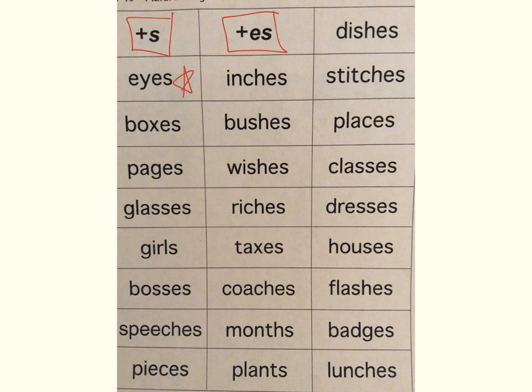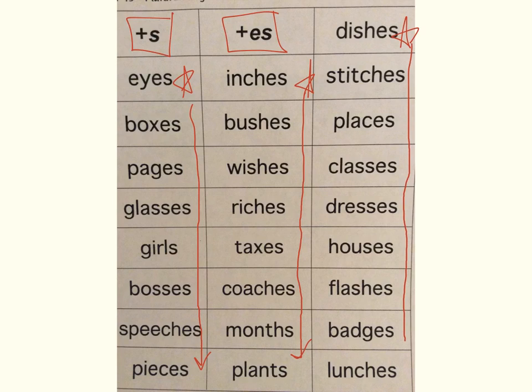We have the word eyes, boxes, pages, glasses, girls, bosses, speeches, pieces. Then we have inches, bushes, wishes, riches, taxes, coaches, months, and plants. Last column we have dishes, stitches, places, classes, dresses, houses, flashes, badges, and lunches.